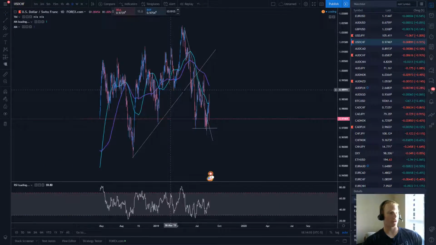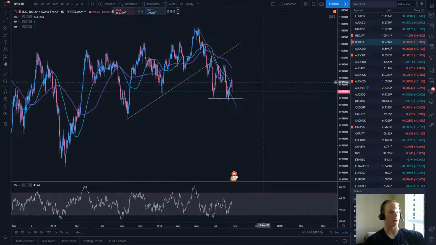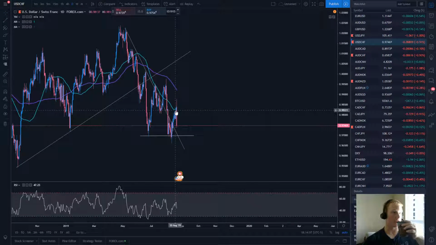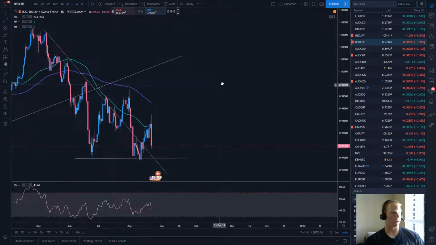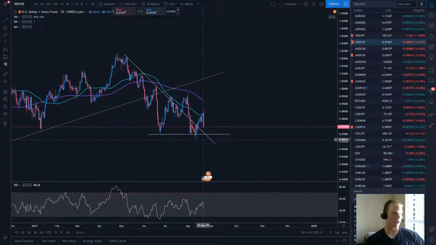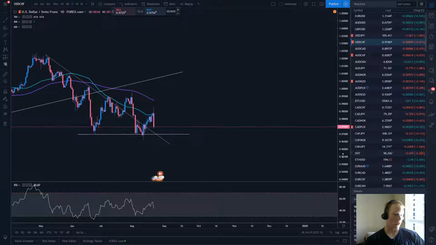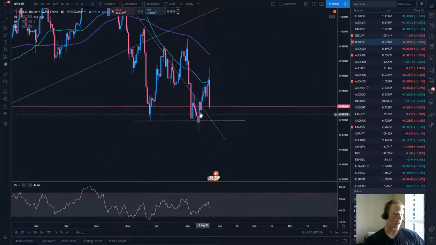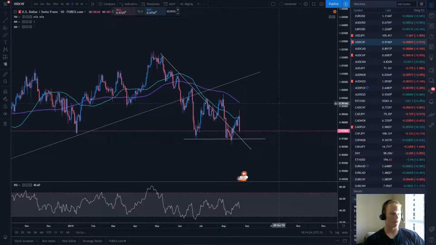Now the U.S. dollar Swiss franc, I had a long trade on that I closed out of early at about a $15 loss because, look at that candle, massive engulfing candle. And honestly, it wasn't that great of a setup. I took it on this double bottom and I took it off this engulfing candle here. Just didn't fare too well.